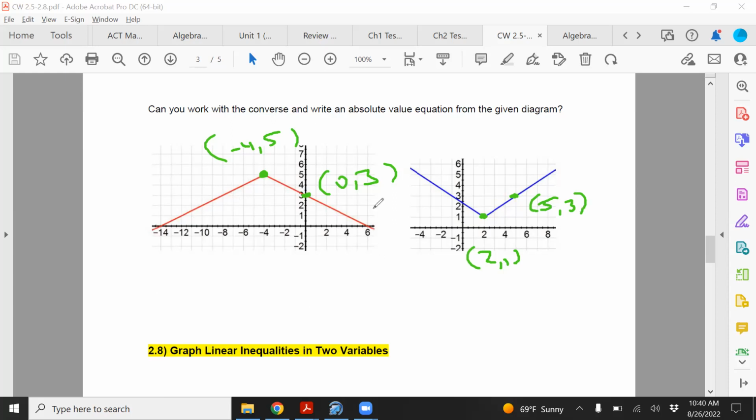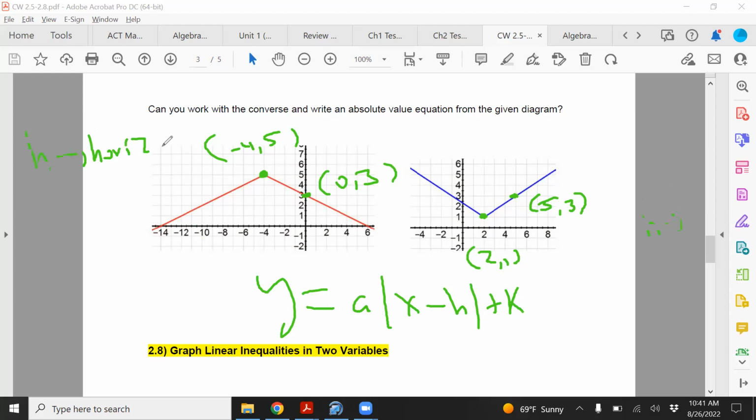So remember, I will give this to you guys, and I'll tell you what each of these things represent. So A is the slope, the horizontal shift goes with X, plus 4. K is vertical. No, X minus 2. And A is like slope. X minus 2. Okay.